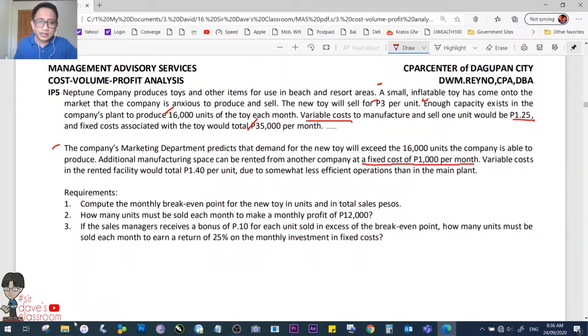Variable cost in the rented facility is 1.40 due to somewhat less efficient operations in the plant. So, dalawa yung ating cost structure dito na pinipresent. Una, yung manufacturing costs dun sa ating own facility, which would have 1.25, alright, and 35,000 per month. Kaso hanggang 16,000 lang ang kakayanan.